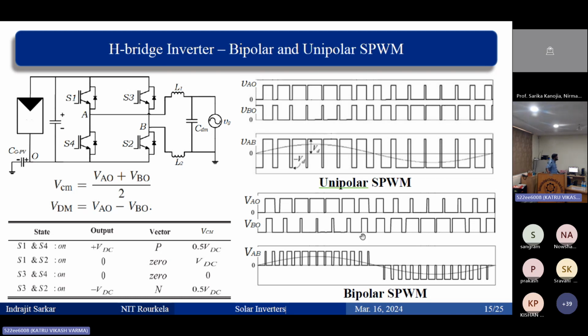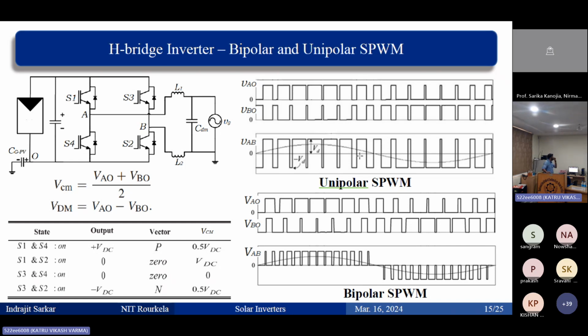Why do we use unipolar PWM technique? Because in unipolar PWM technique, your equivalent switching frequency becomes double. If you are using 5 kilohertz switching frequency, the output voltage has a frequency of 10 kilohertz. So in that case, the filter size, here it remains at 5 kilohertz. So filter size increases. So those things are there.